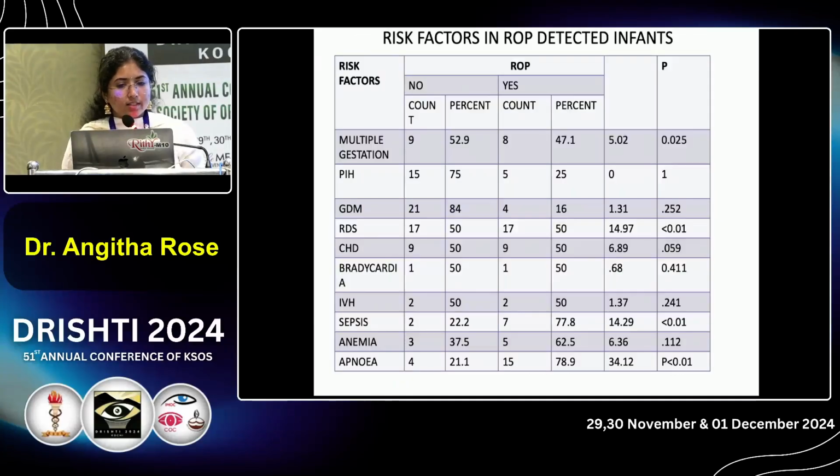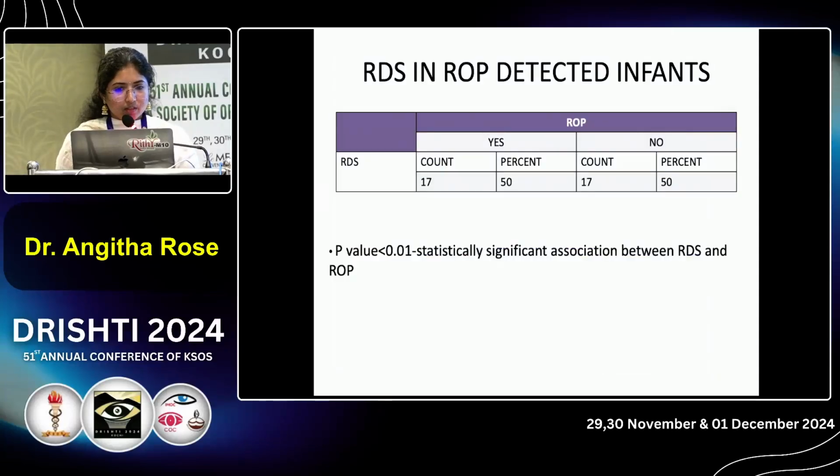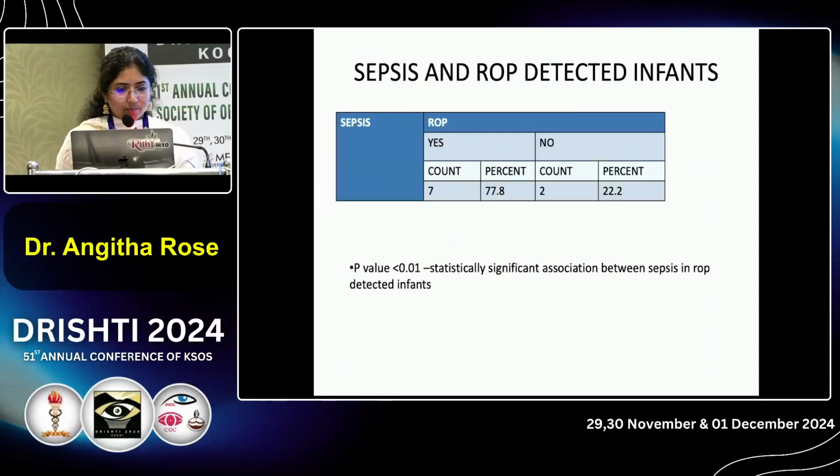Coming to the risk factors in ROP-detected infants, we studied multiple gestation, pregnancy-induced hypertension, gestational diabetes mellitus, respiratory distress syndrome, congenital heart disease, bradycardia, intraventricular hemorrhage, sepsis, anemia, and apnea. Of these, only RDS and sepsis showed a statistically significant association. These are elaborated separately.